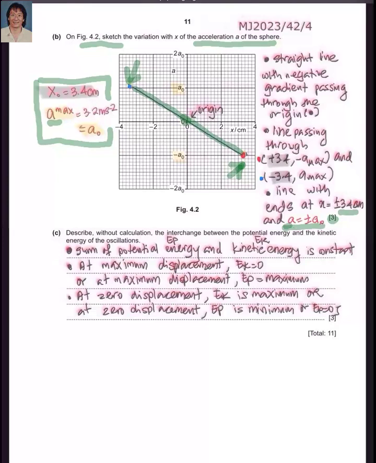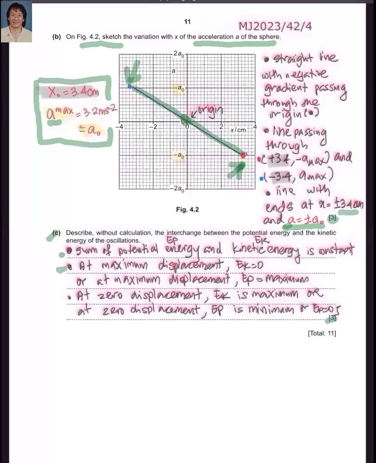Then for part C, describe without calculation the interchange between the potential energy and the kinetic energy of the oscillation. This question carries 3 marks. So first you must say that the sum of the potential energy, EP, and the kinetic energy, EK, is constant. This is the total energy of the vibrating system.